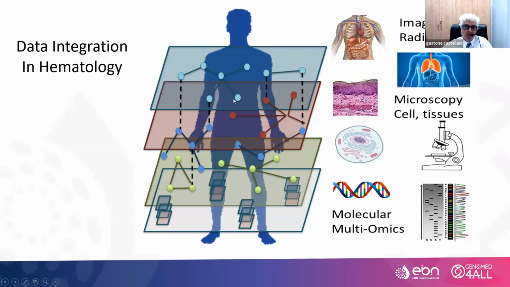There are several methods for integrating this data. I don't want to describe this method in detail, but in this slide you can see what is called a multiplex. A multiplex is a generalization of a complex network. Each layer can be analyzed with techniques for complex networks, and we can also have inter-layer connections, so basically connections between different layers of complexity. There are also other methods for data integration.